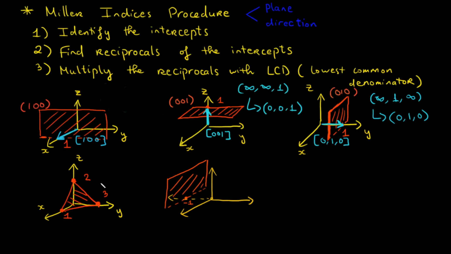So now let's try a more complicated problem, which is this one right here. The first step is to identify the intercept. The intercept for x is going to be 1, for y is going to be 3, and for z is going to be 2.